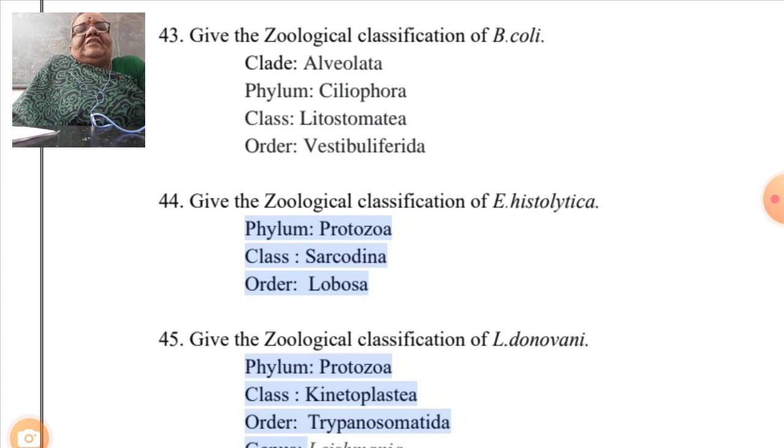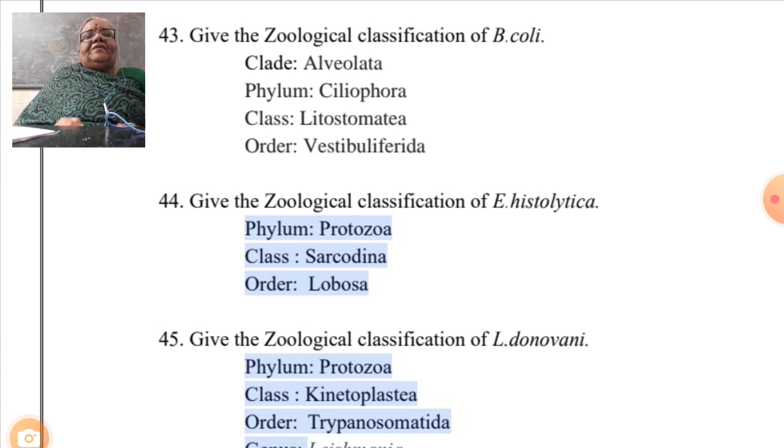B. coli means B for Balantidium coli. Okay. Balantidium is the generic name. Coli is the specific name. So this way of naming the animals is called scientific naming of the animals, and it's called binomial nomenclature, Balantidium coli. Okay.